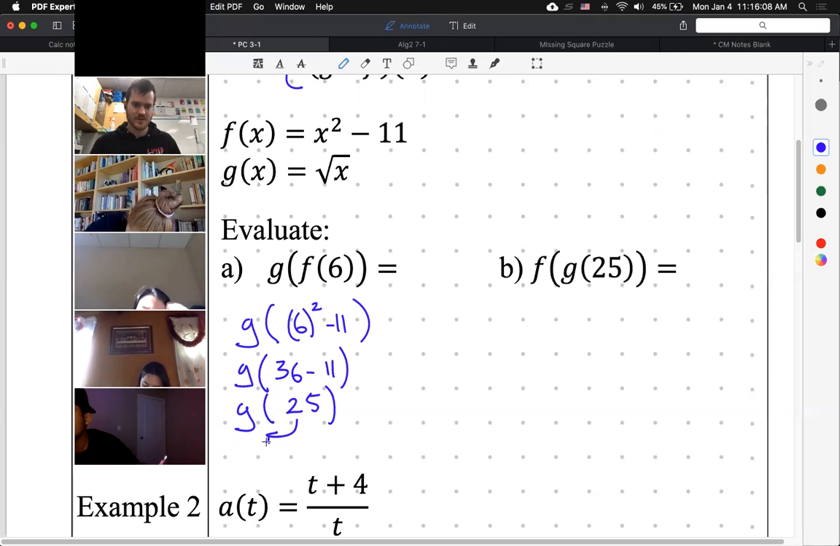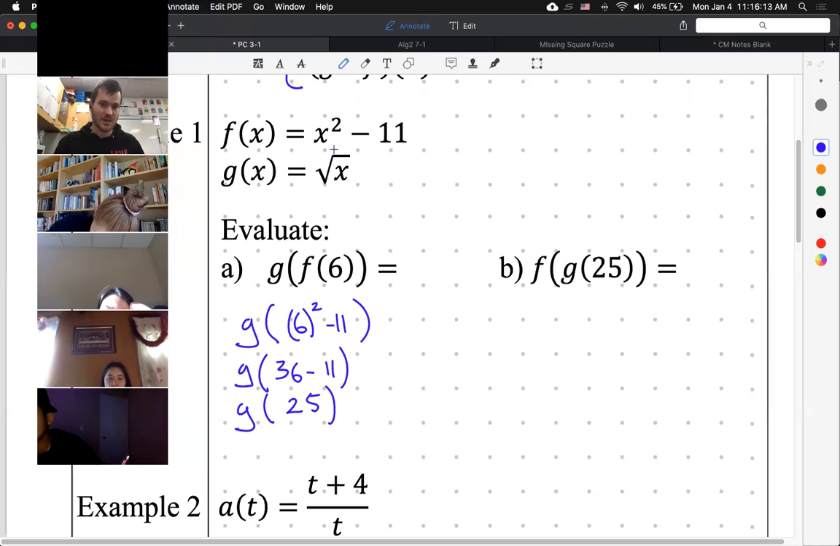So then we do that. I plug 25 into this G function. This G function says, whatever your input is, square root that input. Our input is 25, the square root of 25 is 5. And we're done. So G of F of 6 is 5. Let's try another one, unless there are questions.